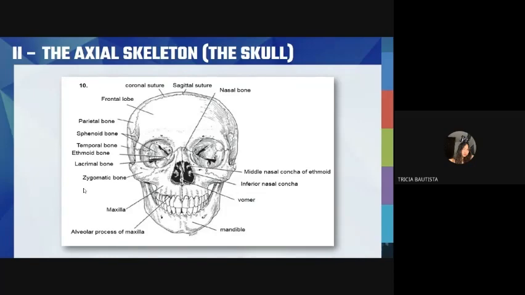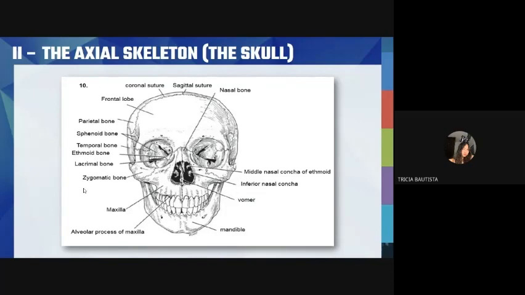The temporal is on our side, located at the side of the forehead. The ethmoid is inside our eye socket, and the lacrimal is lower, on the part of our eye socket inside the bone. Zygomatic bone is in the cheeks, and maxilla is located in the upper part of our teeth. And the alveolar process of the maxilla is below the maxilla.